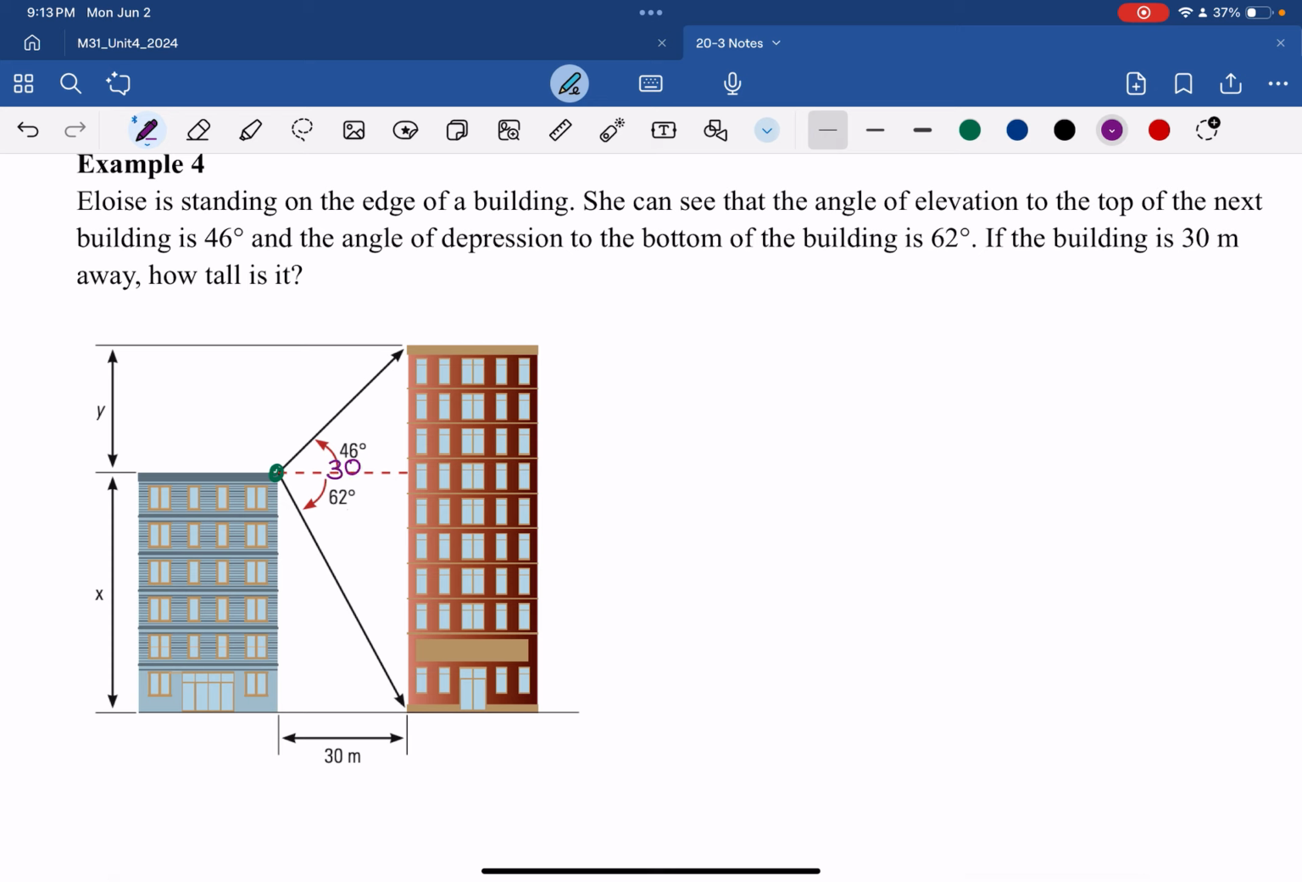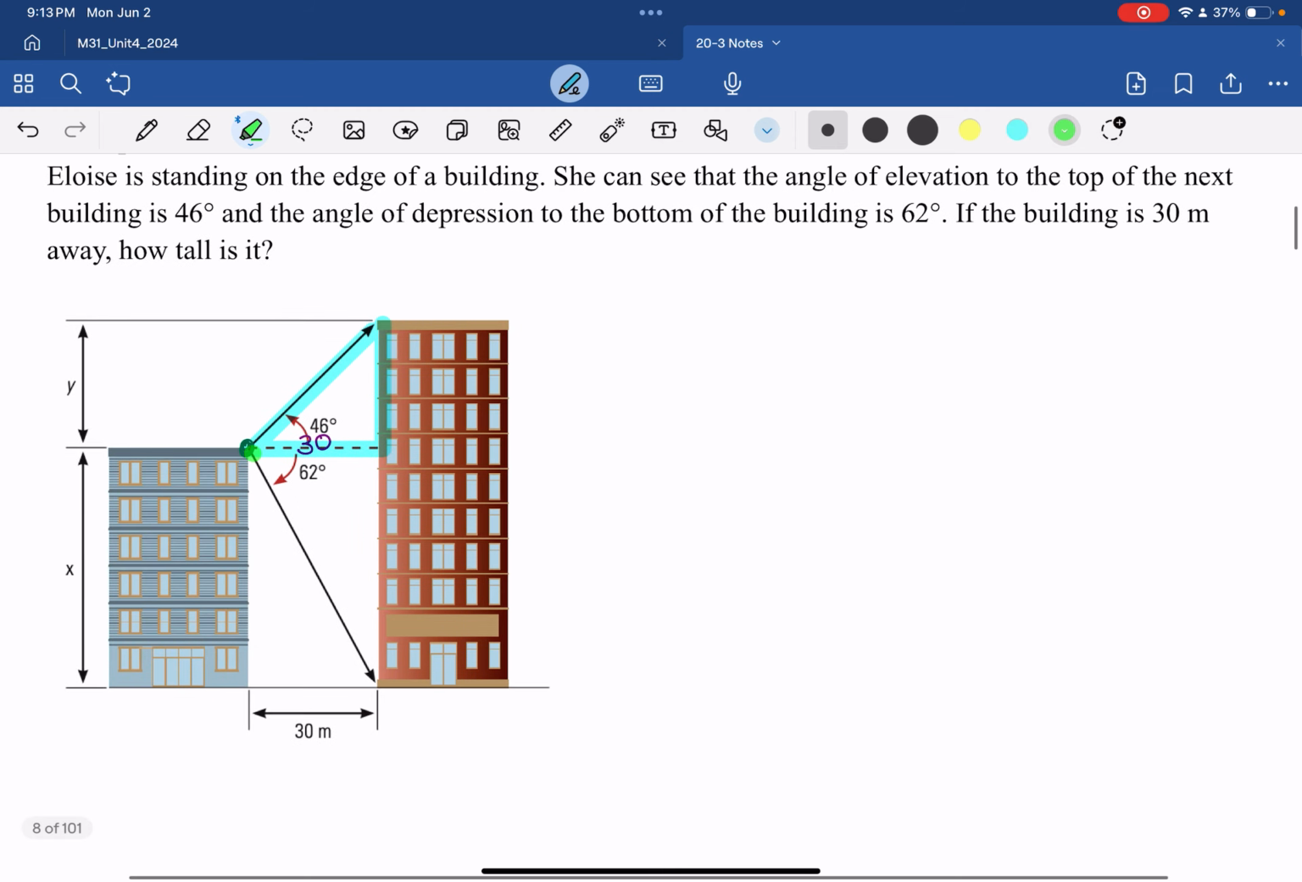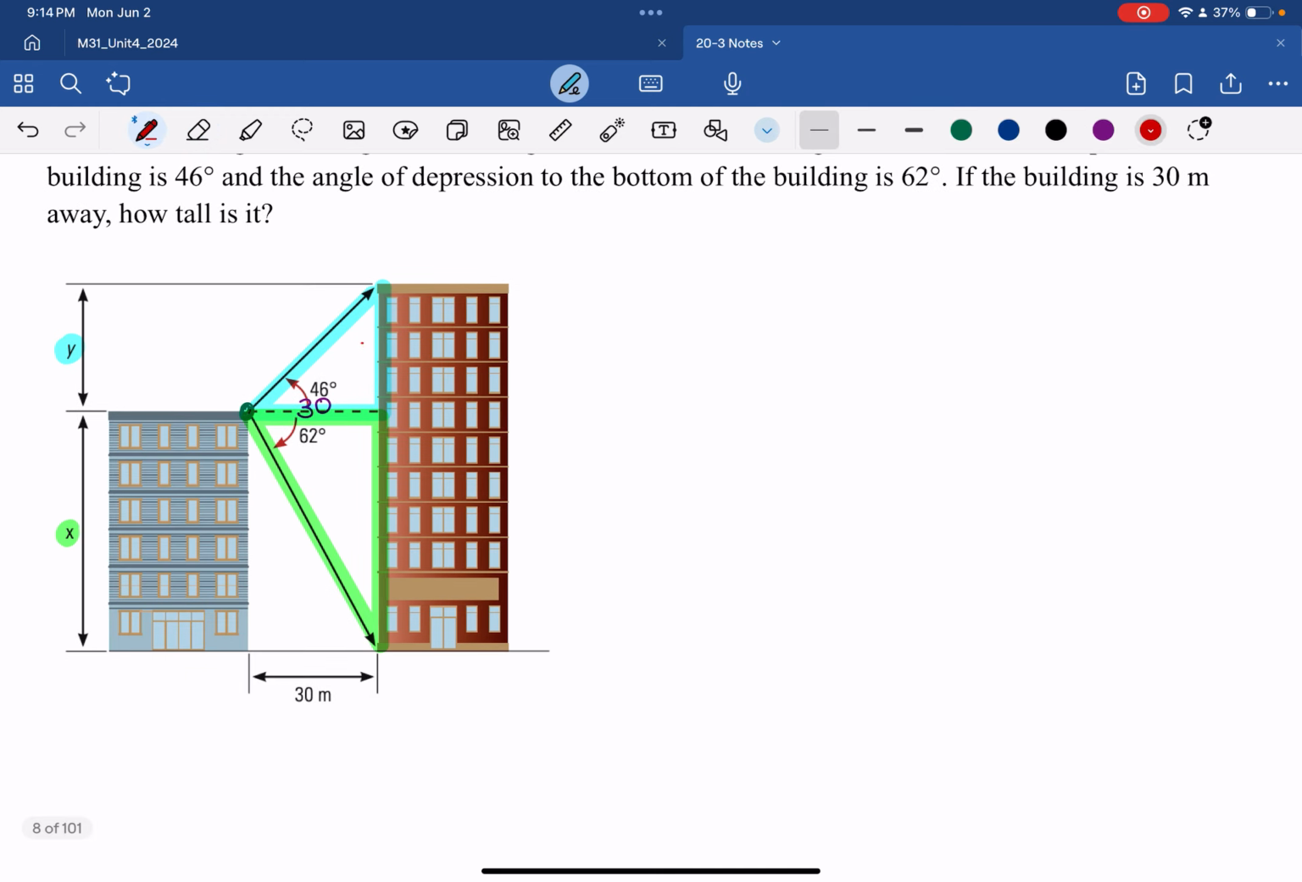So if I look there, I actually have 2 triangles. I have this right triangle, and I have this right triangle. So what I'm going to do is I need to solve for each portion, and over here it's already labeled as X and Y for us. So I need to solve for Y here and X here, and I have to do it separately because I have 2 different triangles, and then I'll add them together to get that total height.